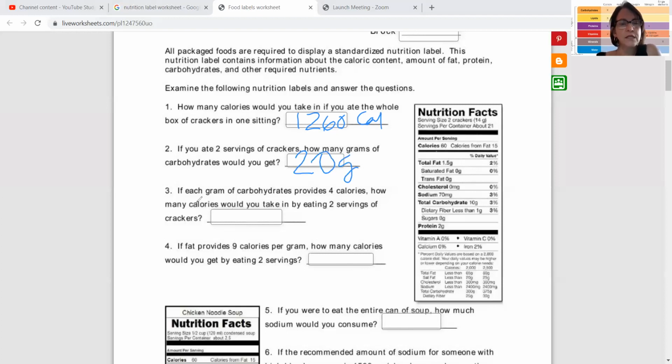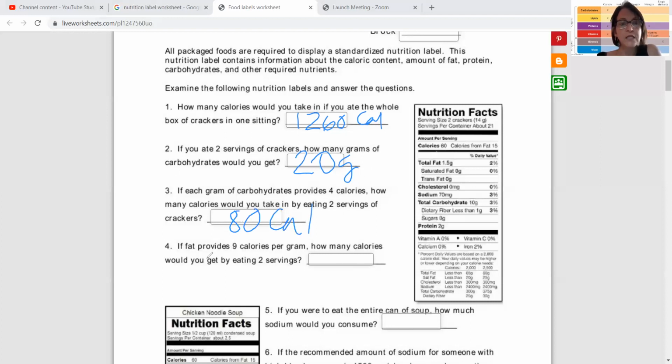And the other question says, each gram of carbohydrates provides 4 calories. How many calories would you take in by eating 2 servings of crackers? Again, calories are equal to grams times 4 in the case of carbs. And I know already from the previous question that if I get 2 servings, I will have 20 grams. So 20 grams times 4, it means I will have 80 calories. It means 20 times 4.